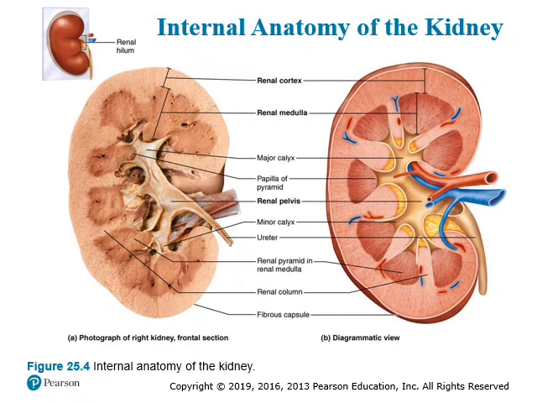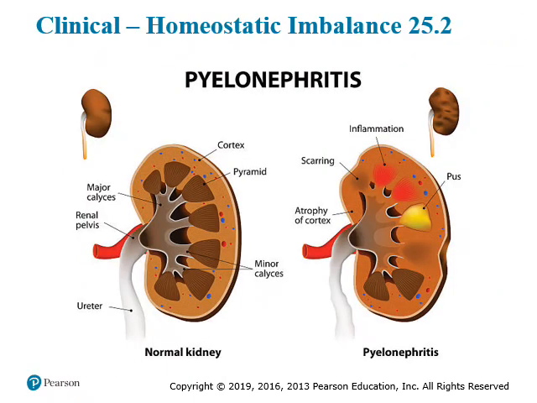All right, let's take a look at some homeostatic imbalances. One which we call pyelitis is infection of the renal pelvis. This is the renal pelvis itself. And the other one is pyelonephritis, which is what this is.